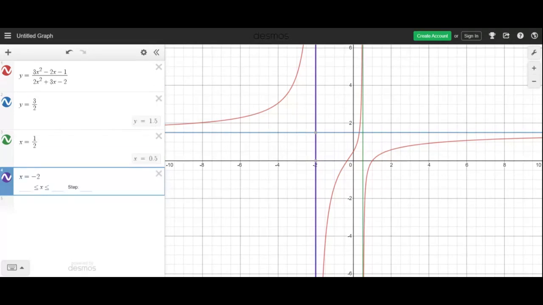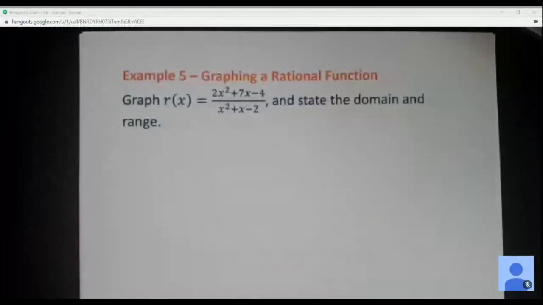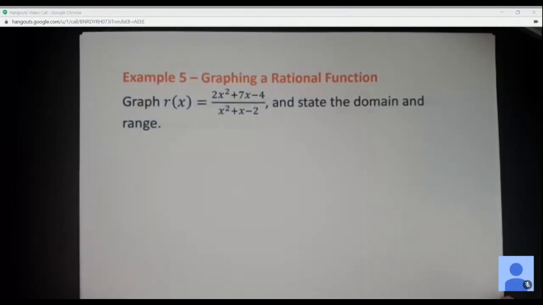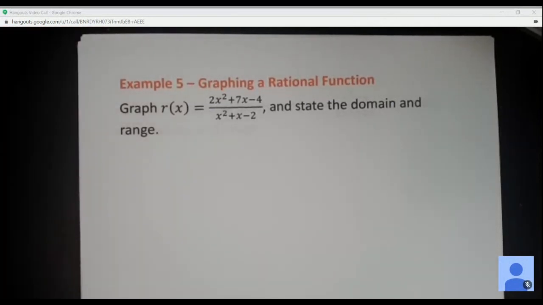Any questions on that now? All right, so let's take a look at the next example. It says we want to graph the function. What I'm going to do is go through and find all the important information here, and then we'll look at the graph and see if the graph actually matches the information that we got.